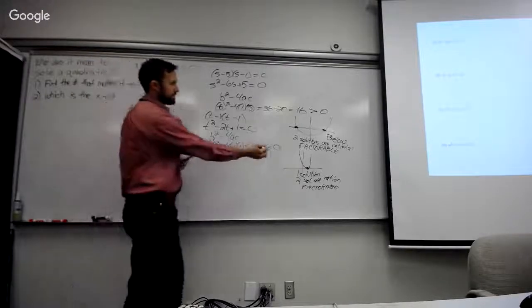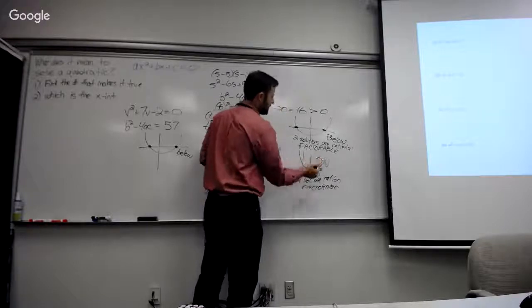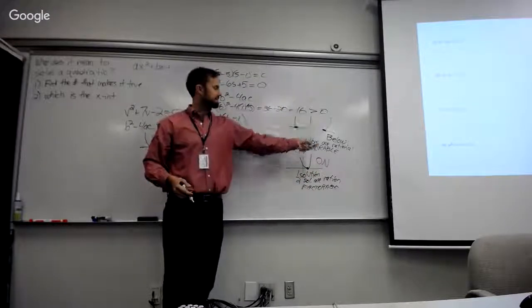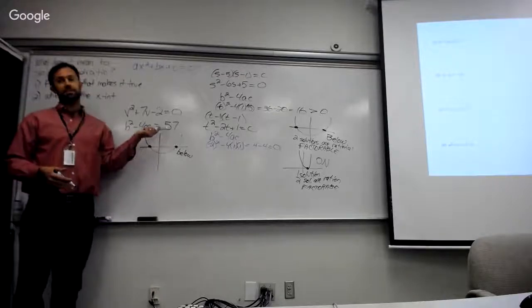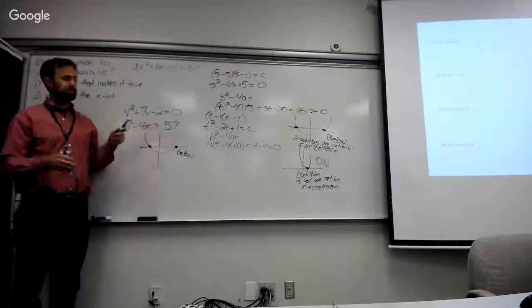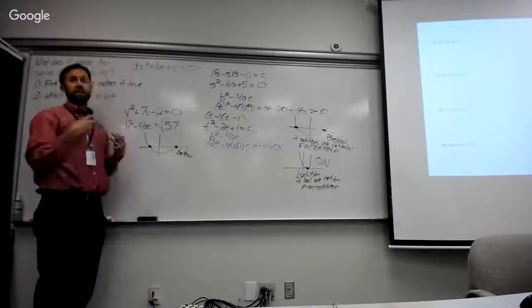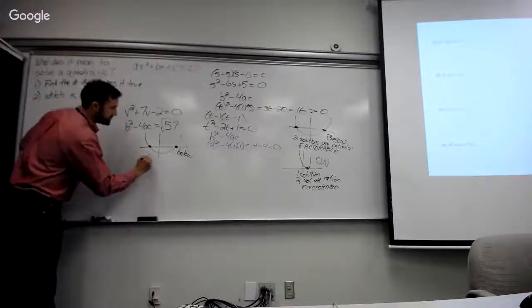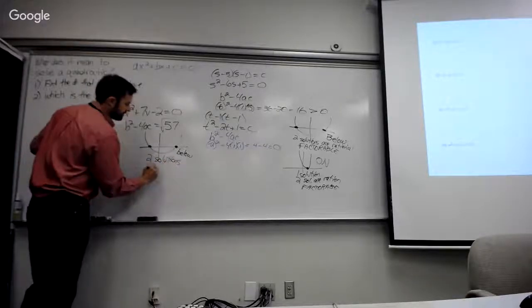Oh, by the way, I should have said for this one: here, the parabola is on the x-axis. Here, it's below the x-axis. Here, it's on the x-axis. This one's below the x-axis. Now, 57, is that a square number? No. It's not a square number. So when you put that underneath a square root, you're going to end up with an irrational number. And so these 2 solutions are irrational.